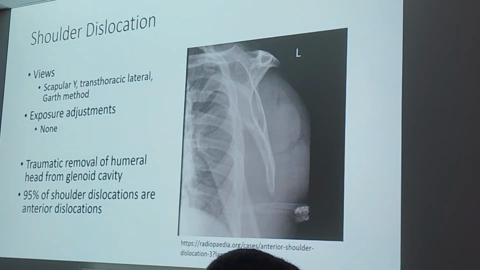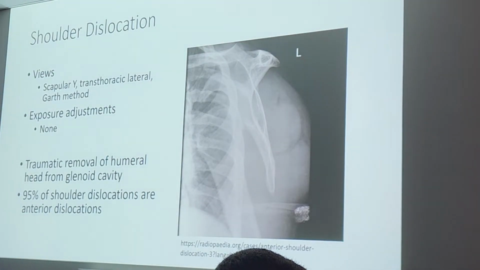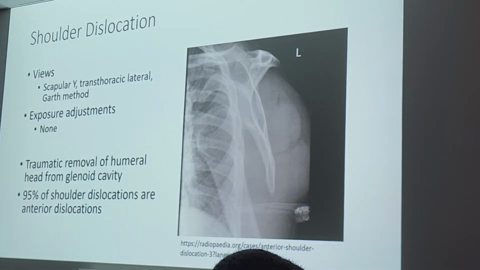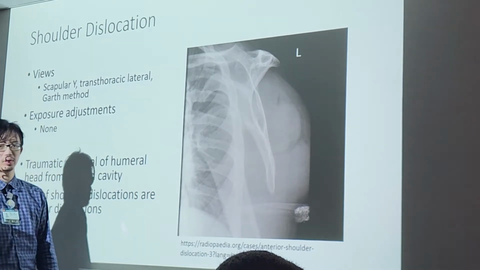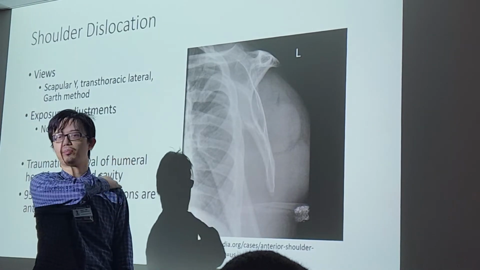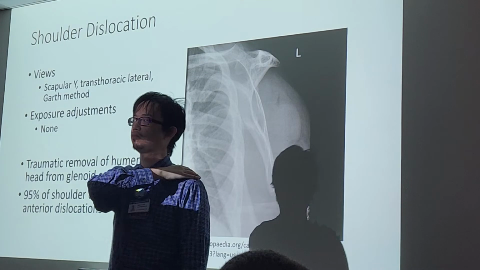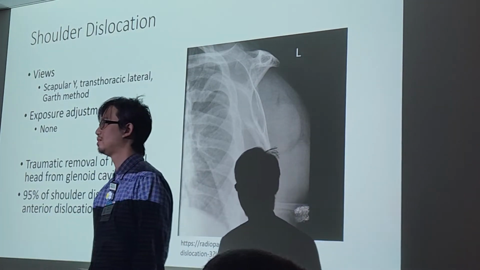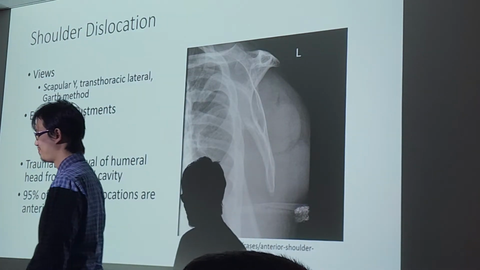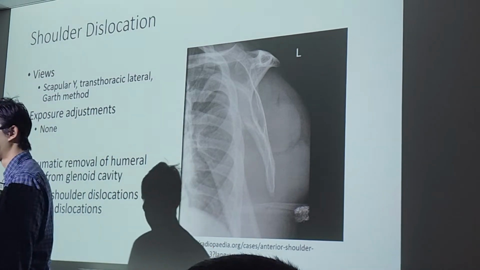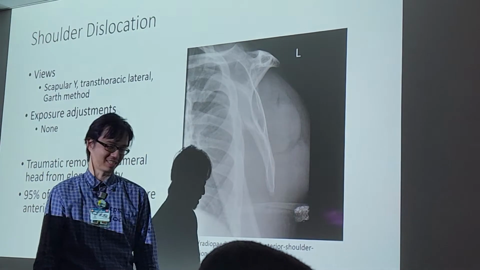Shoulder dislocation. Like Ms. Hawkins said, which view is great for showing shoulder dislocations? Good, the scapular Y view. If a patient has a dislocated shoulder, are you going to force them to raise their arm up like this? No.